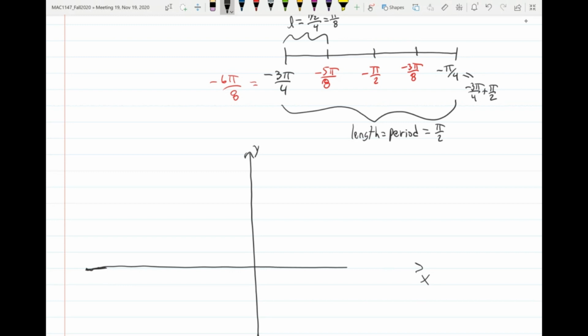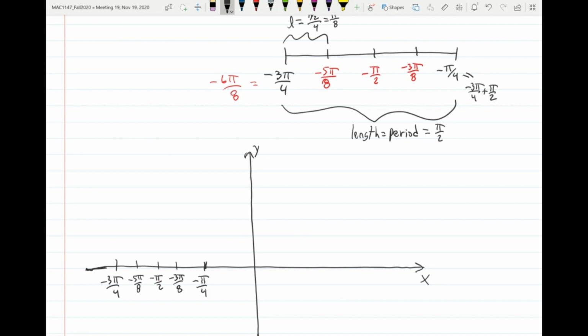We need to draw at least two cycles, okay? So we have all the way up to negative pi over 4. Let's put negative 3 pi over 4 here, and then let's say here we have negative pi over 4. Then we do our 4 pieces here, here, here. So we have negative 5 pi over 8, negative pi over 2, negative 3 pi over 8. Then we're going to draw the others, but this is our main cycle.